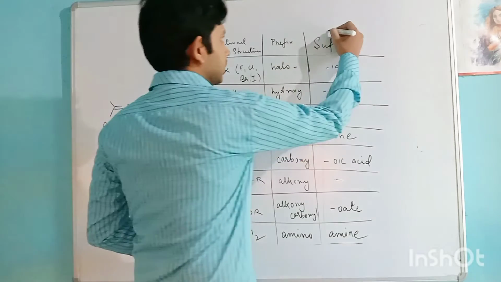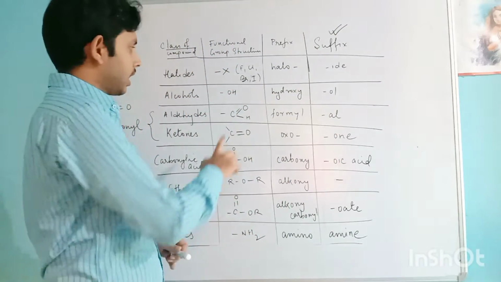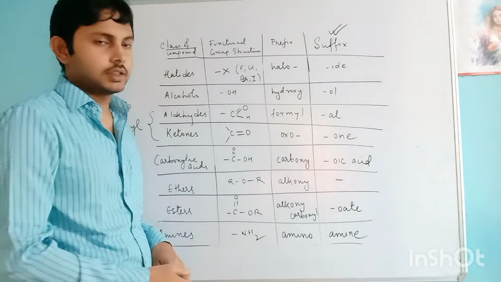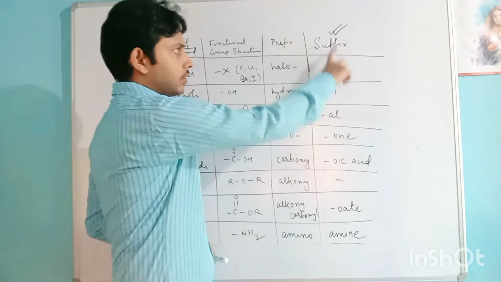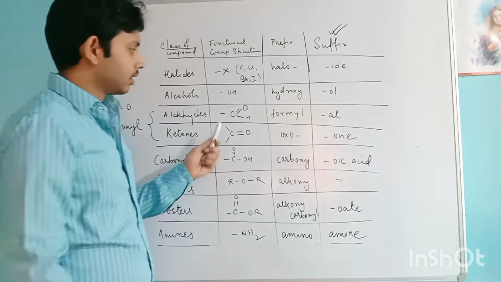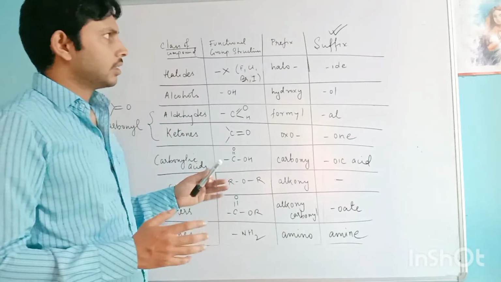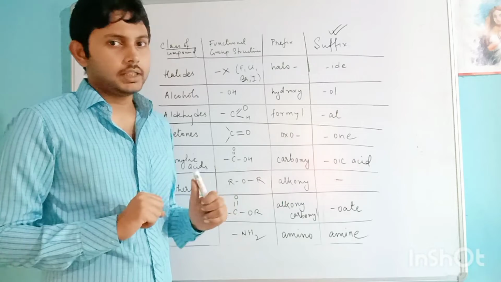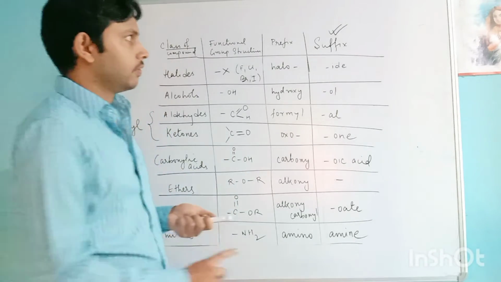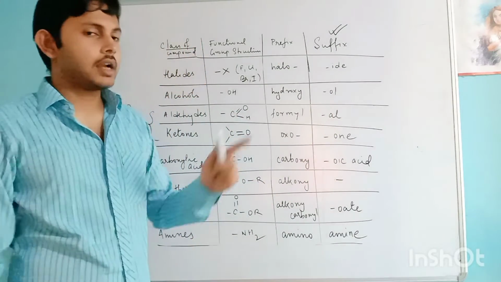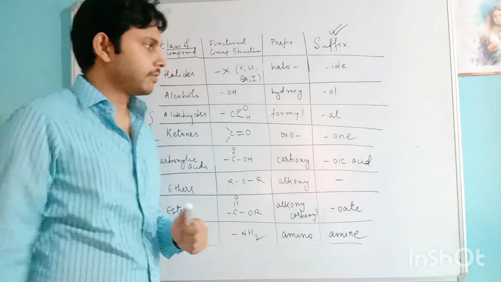The main important ones are suffixes. If only one functional group is present in a compound, you will use only the suffix. But if two or more functional groups are present in the same compound, then you have to give priority to one. The one you give priority, you will use its suffix, and the one which is less prior, you will write its prefix.